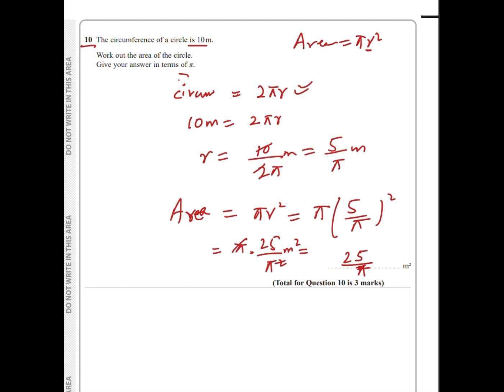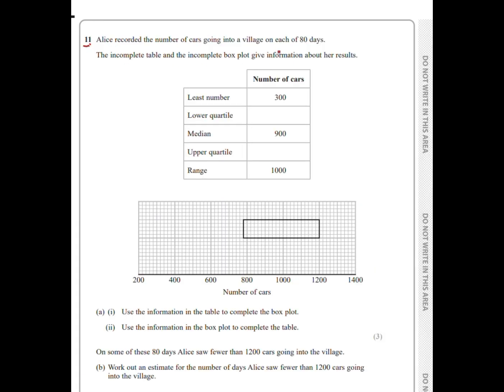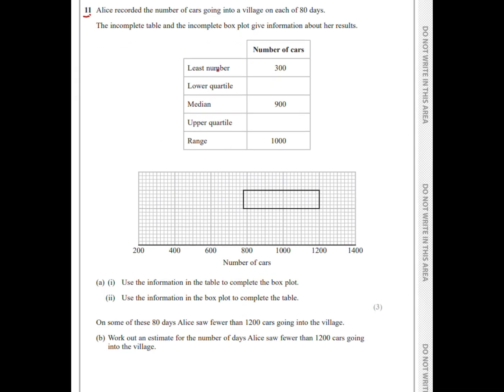Hope you get it. Question 11 says Alice recorded the number of cars going into a village on each of 80 days. The incomplete table and the incomplete box plot give information about her results. So, wait a second, actually. Okay, yeah, sorry. So, we have an incomplete table and the box plot. We have to complete them both.